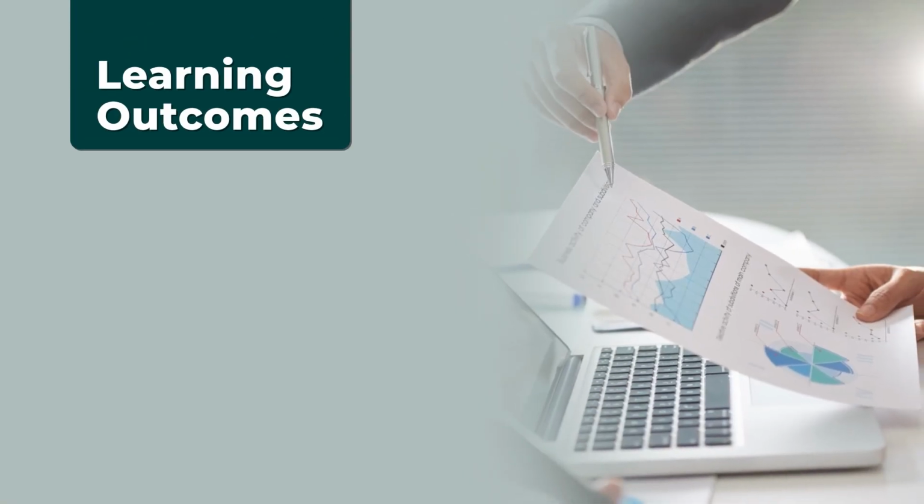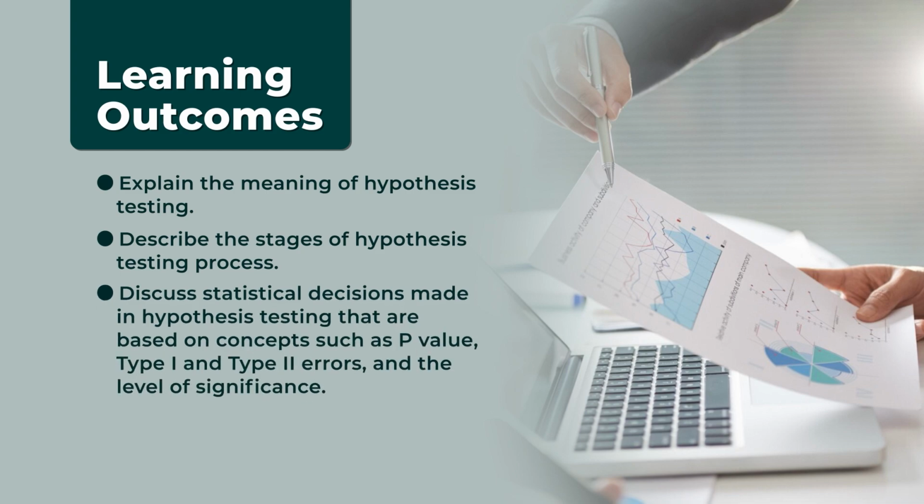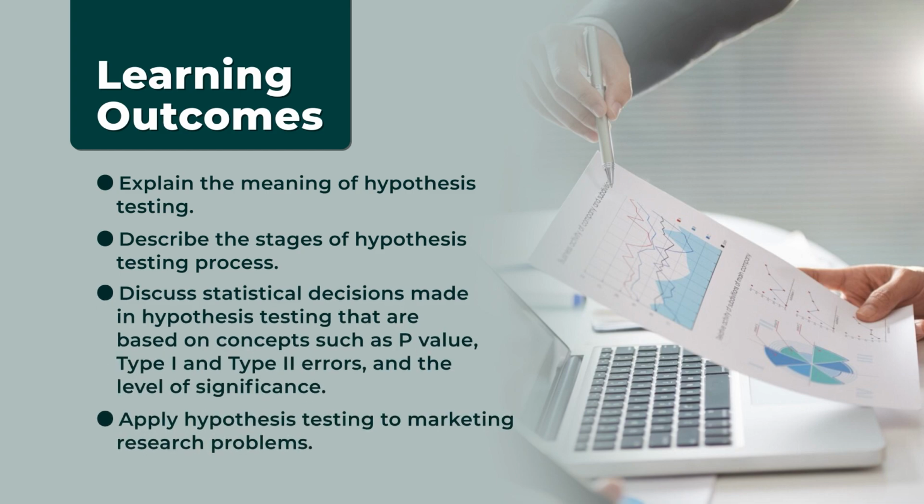The learning outcomes of this session are: explain the meaning of hypothesis testing, describe the stages of hypothesis testing process, discuss statistical decisions made in hypothesis testing that are based on concepts such as p-value, type 1 and type 2 errors, and the level of significance. And the final learning outcome is apply hypothesis testing to marketing research problems.